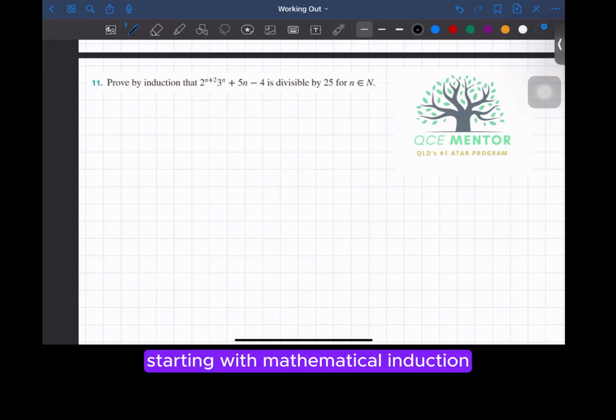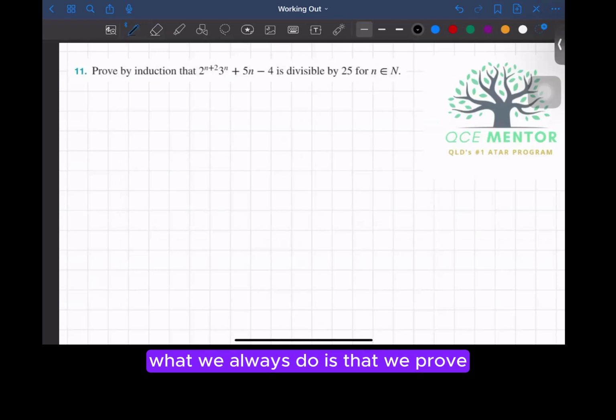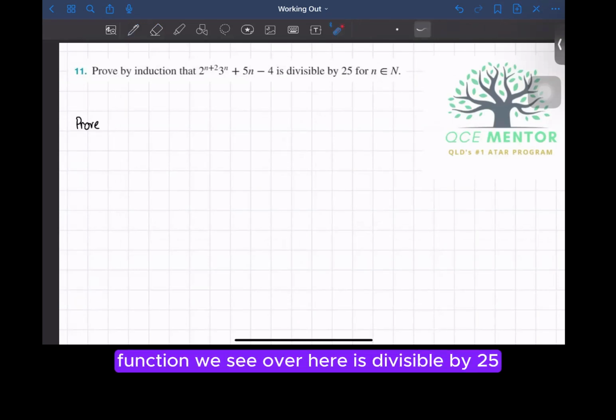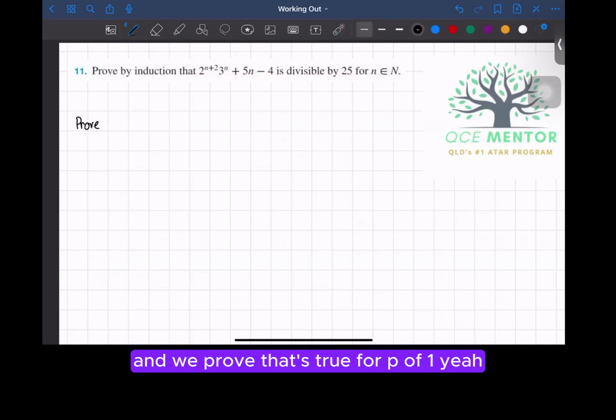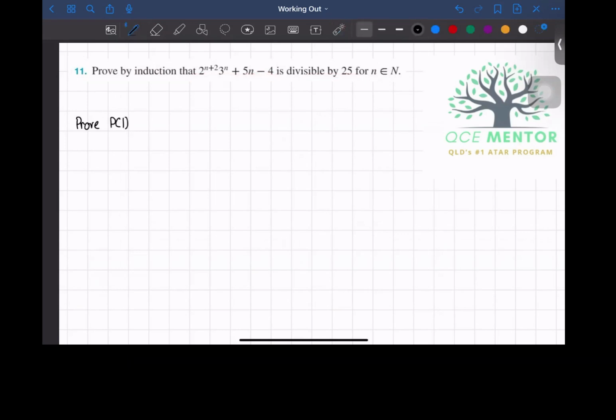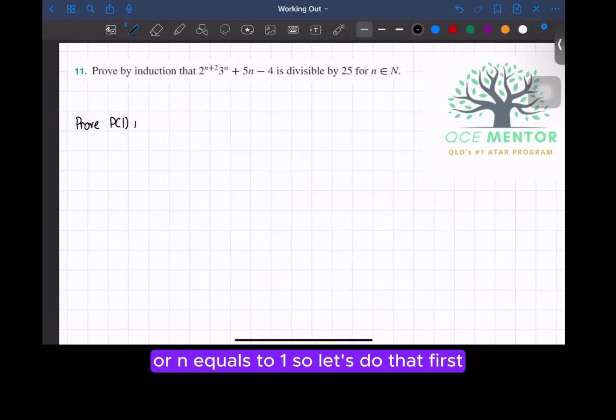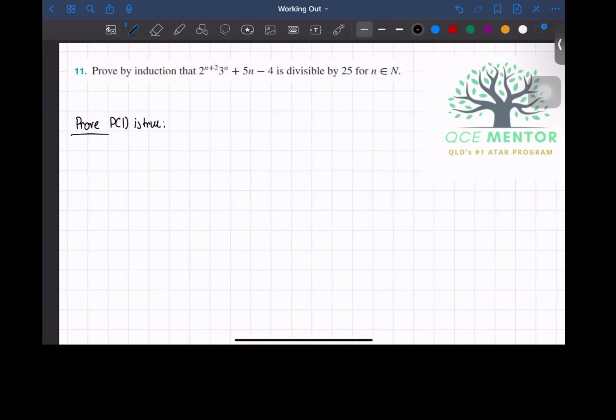So, starting with mathematical induction, what we always do is prove that this function up above is divisible by 25, and we prove that it's true for P of 1, or n equals 1. So let's do that first.